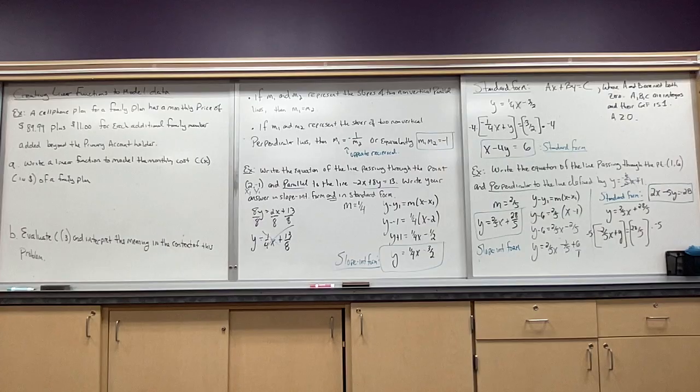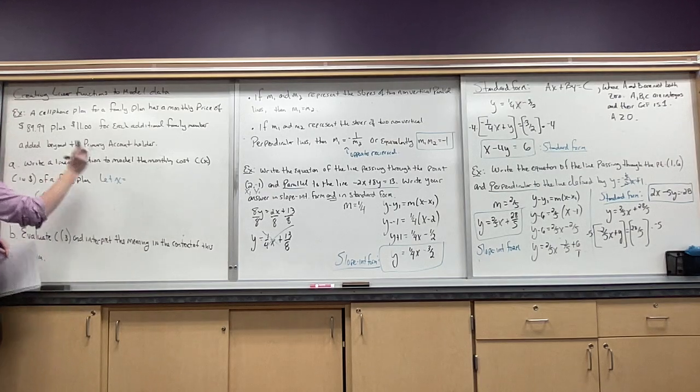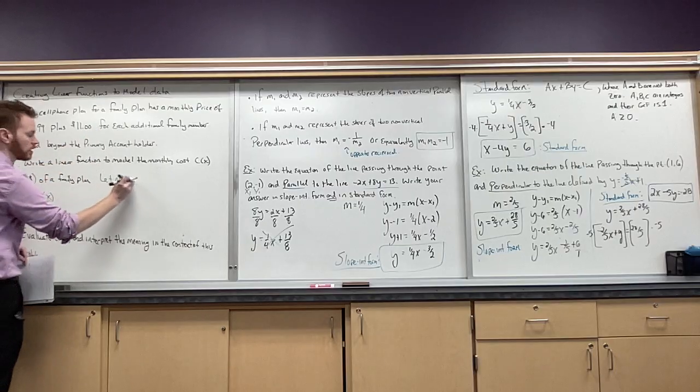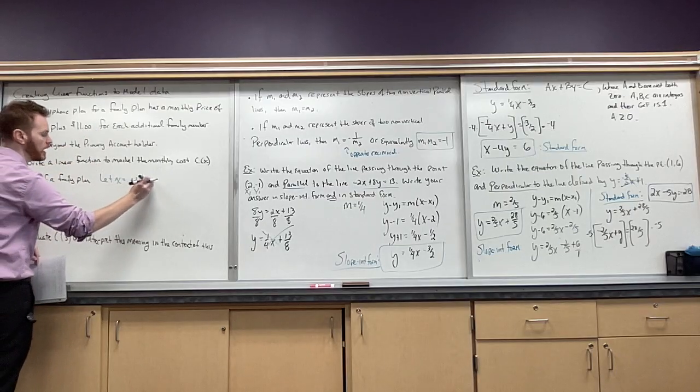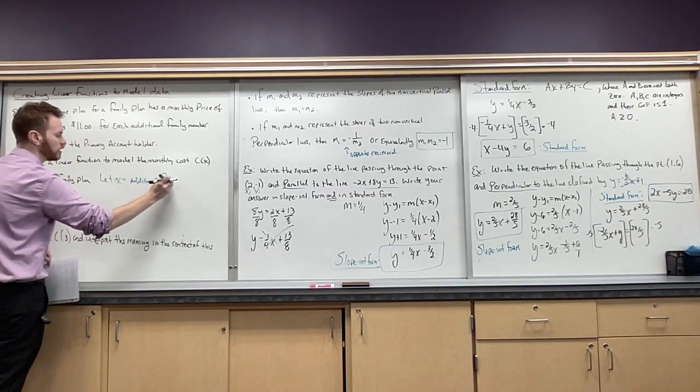Okay. So again, the most important thing is, what does it mean? Because if we don't know that part, then what's the point of even solving? So we have C of x, and let's just go ahead and define what x is. So we're going to let x be the additional family members. We don't know how many.